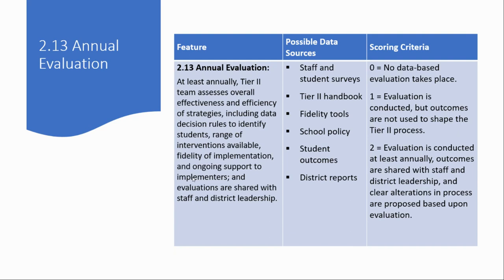So a team receives a 0 if no data evaluation takes place. They receive a 1 if evaluation is conducted, but outcomes are not used to shape the tier 2 process. They receive a 2 if the evaluation is conducted at least annually, outcomes are shared with staff and district leadership, and clear alterations in process are proposed based upon evaluation. So if we see there's a problem, we make sure that we adjust that problem based on whatever that data says. That really has to be what drives your implementation and lets the teams know when they need to pivot or adjust their action plan or their implementation.